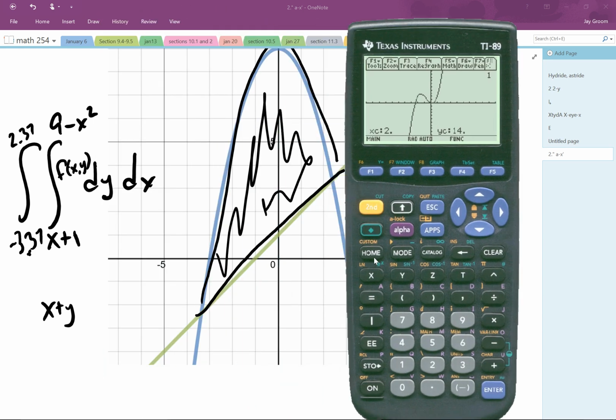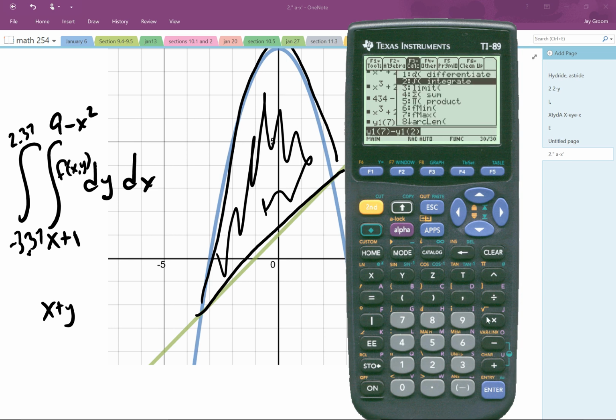Ta-da! All right. Home. So integrate. Just x plus y, comma, y, comma, x plus 1, comma, 9 minus x squared, parentheses, comma, no, not y, comma, x, comma, negative 3.37, comma, 2.37, parentheses. 104-ish? Ta-da! There you go. Nice. Questions?